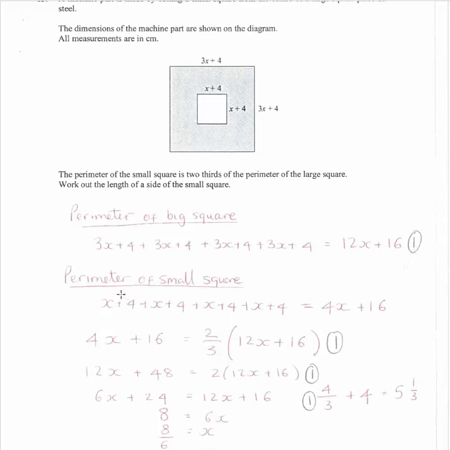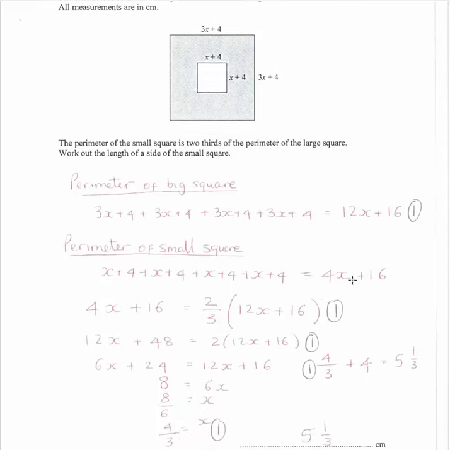Beautiful. The perimeter of a small square is going to be x plus 4, x plus 4, x plus 4, x plus 4. So 1, 2, 3, 4 x's, 1, 2, 3, 4 4's, 4x plus 16. So that's the perimeter of the small square, and that's the perimeter of the big square. And we're told that the small square is 2/3 of the perimeter of the large square. So how do you find 2/3 of something? You divide it by 3 and you multiply it by 2. So if we took the perimeter of the large square and found 2/3 of it, we get the same answer as the perimeter of the small square.